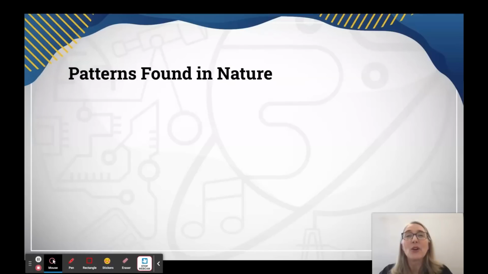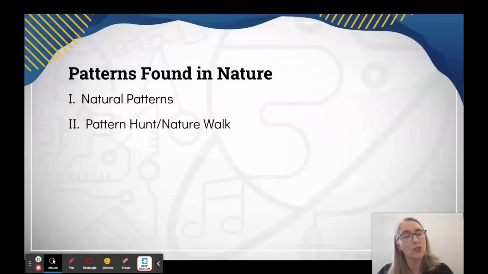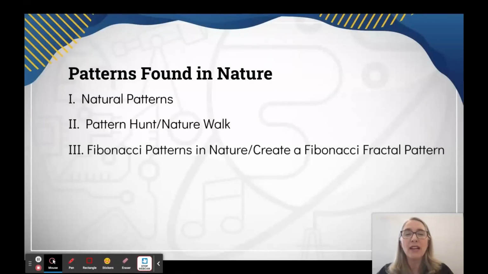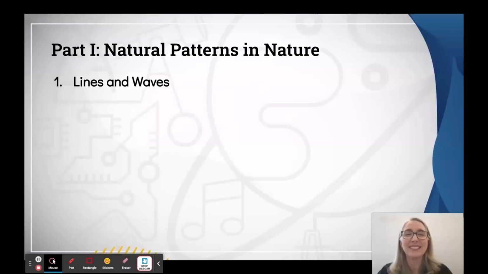Great. There are going to be three parts to our day today. So, first, we're going to take a look at the patterns that often occur in nature. And next, we'll head outside to see what kind of patterns we can find. And finally, we're going to use some of these patterns that are found in math and art and create our own Fibonacci fractal pattern based on nature. Okay, sounds great. Let's get started.